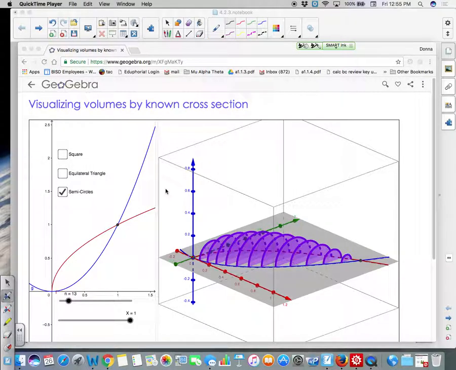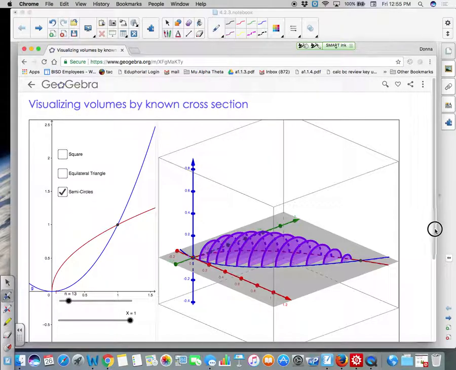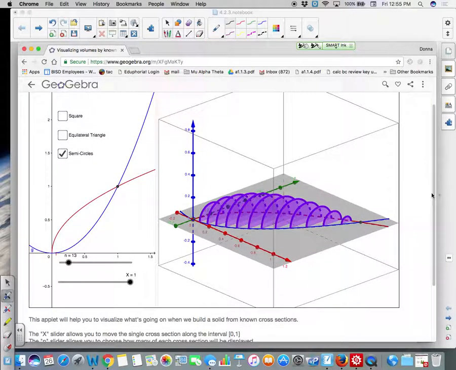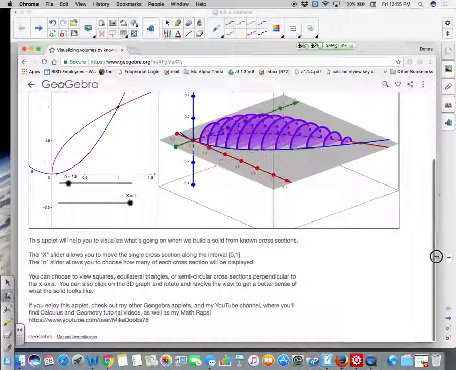I did find a volume thing that worked. Just to show you how that works. They've got the x-axis and the y-axis. You see that they have a curve that's bounded. What's the curve? Hold on.